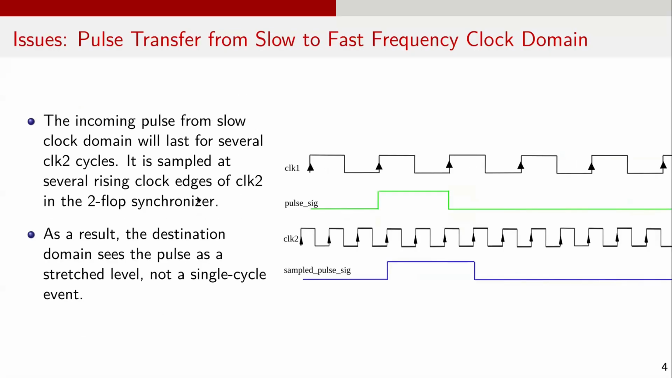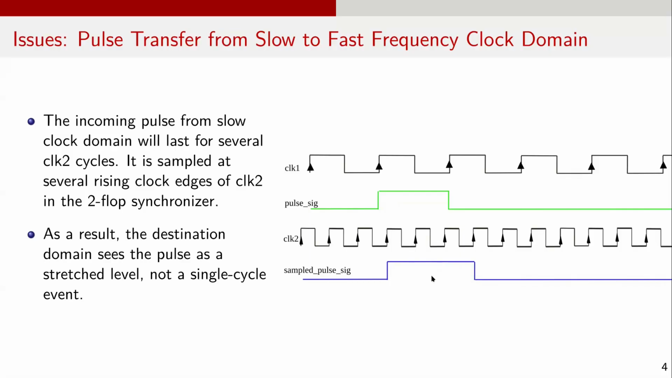Now let's look at the opposite situation, transferring a pulse from a low frequency domain to a high frequency domain. Here CLK1 is slower and CLK2 is faster. A pulse, denoted here by pulse_sig, is generated in clock domain CLK1 and it is 1 clock cycle wide. When this signal is transferred to a much faster CLK2 clock domain, it is sampled at several rising edges of CLK2 and the pulse will last for several clock cycles of CLK2.